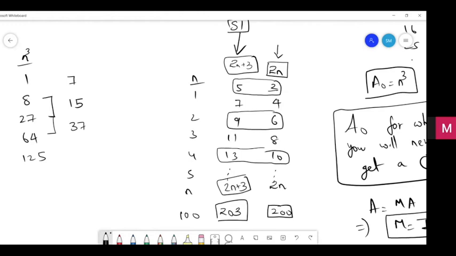See, 1 cubed is 1, 2 cubed is 8, 3 cubed is 27, that I know. If I have to find the difference between 27 and 8, that means 3³ minus 2³. Correct. The 3 I wrote as 2 plus 1. Now I got it. So (n+1)³ minus n³.